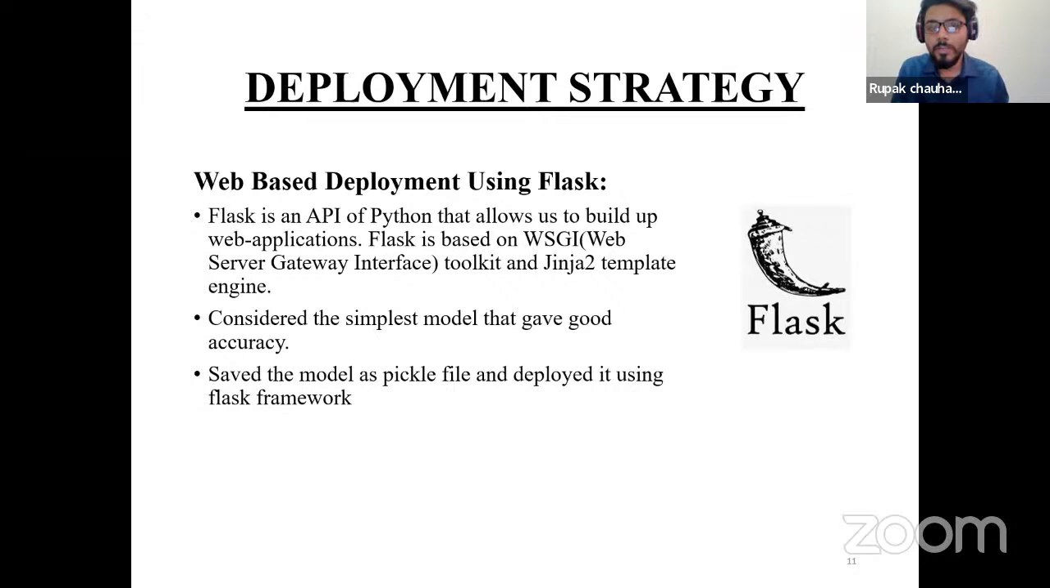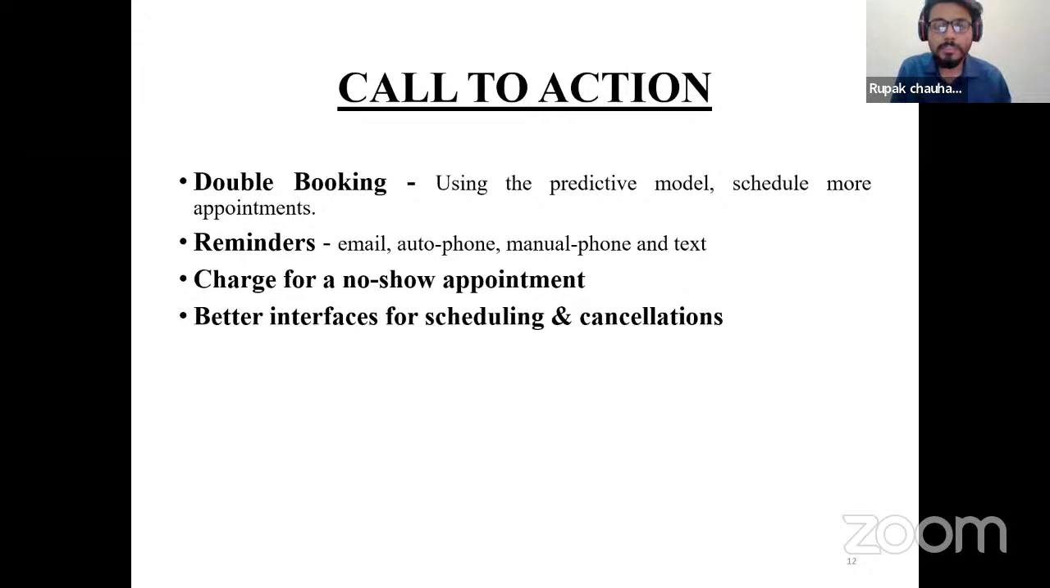Call to action. So call to actions, double booking means using the predictive model. And once we have concluded the probability of missing the appointment, after that we can schedule more appointments. Reminders. So once we have concluded the probability of missing appointments, we can send the reminders through email, auto phone, or manual phone or text messages to the user. So charge for a no-show appointment and better interfaces for scheduling and cancellation.